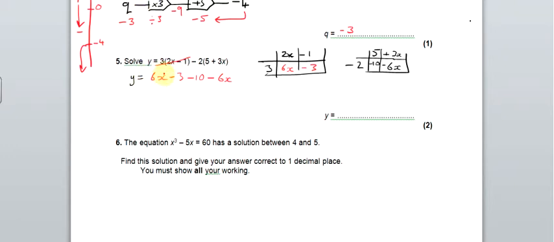So I'm going to start with the 6x's because 6x and a minus 6x leave me with no x's at all, which means that y is equal to minus 3 minus 10, which is minus 13. And that's my answer. Wasn't that bad, was it?